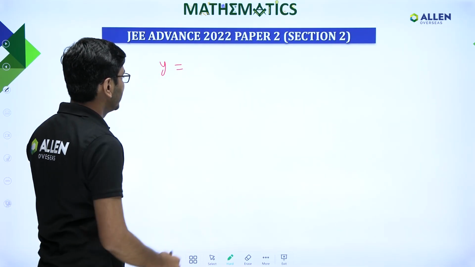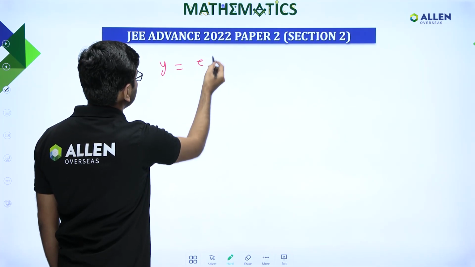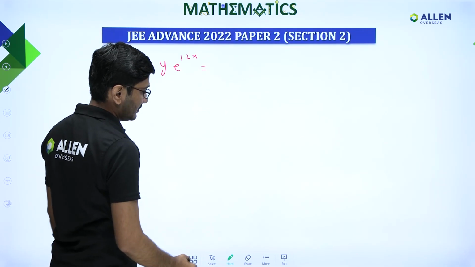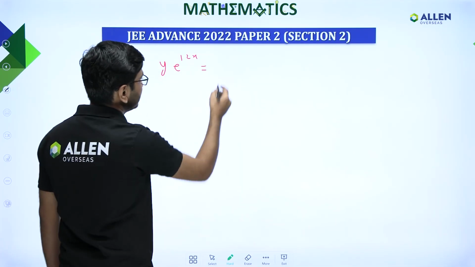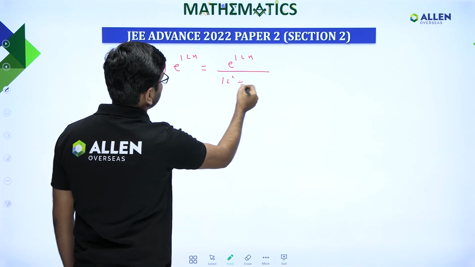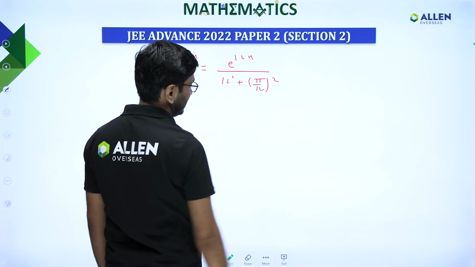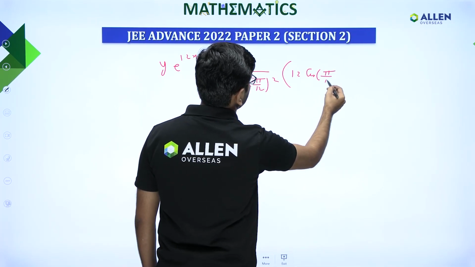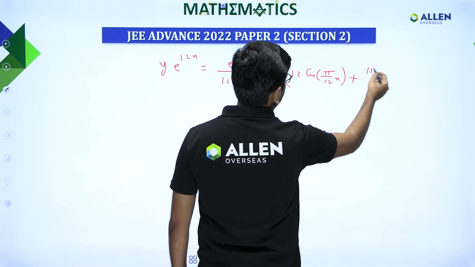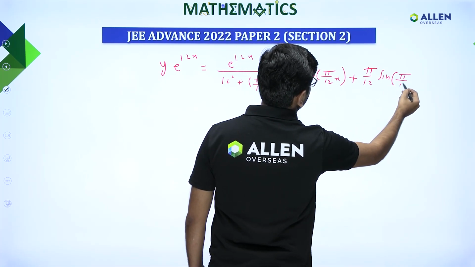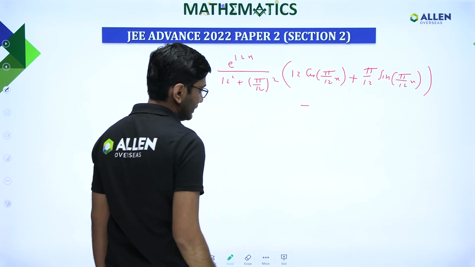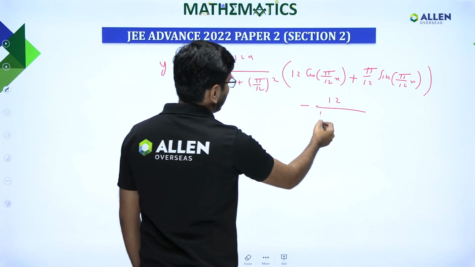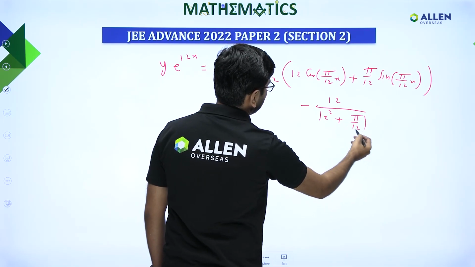So, function we are getting as y into e raised to 12x is equal to e raised to 12x by 12 square plus pi by 12 square, then 12 cos of pi by 12x plus pi by 12 sin of pi by 12x, and then minus c value we got, minus 12 by 12 square plus pi by 12 square.